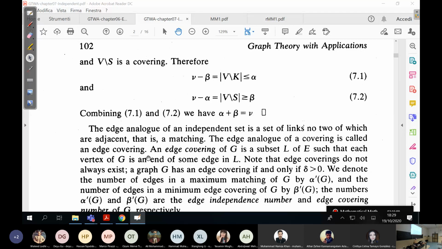Okay, but let's talk about the edge analog of a covering. It is called an edge covering. What is it? A subset of the edge set, such that each vertex of G is an end of some edge in L. Okay? You're not sure that this exists. Why? Because you might have isolated vertices with a small delta equal to 0. And so, if you have an isolated vertex, a vertex by itself, not joined to any other vertex in the graph, then it's not possible to have an edge covering in that case. Okay, so not always there exists an edge covering.